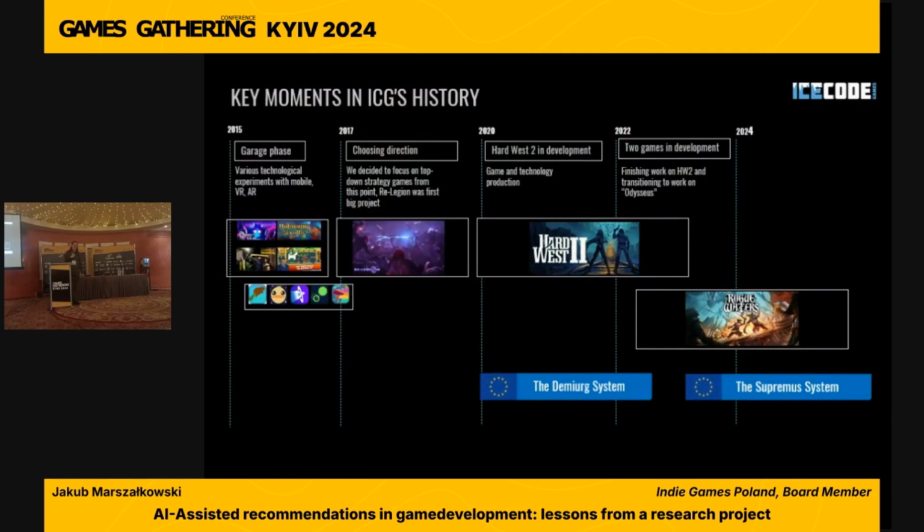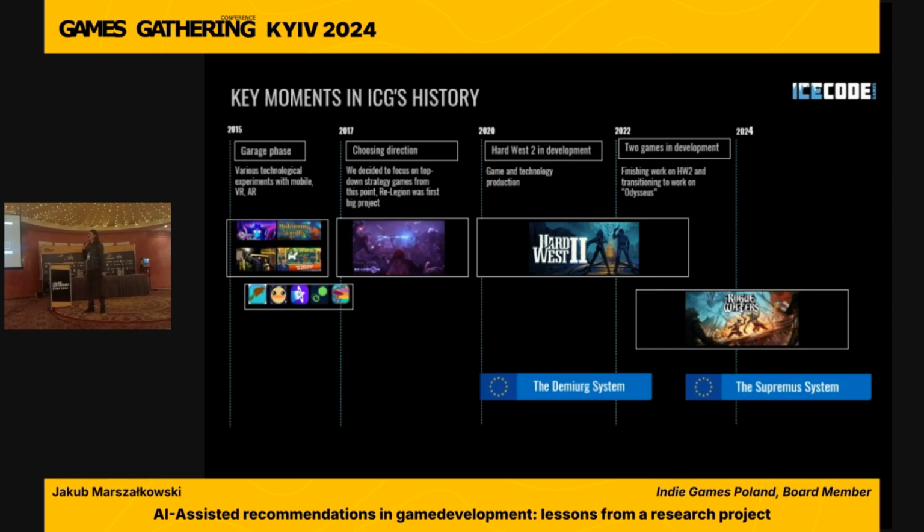What I will be showing you today was produced together with a company called Ice Code Games. I worked with them for a few years. We're running two research projects. The second one is in the middle right now. The first one is closed with some success and I will be presenting what we've developed there.